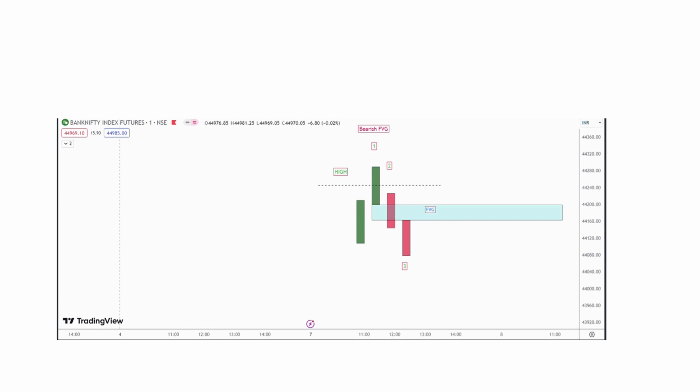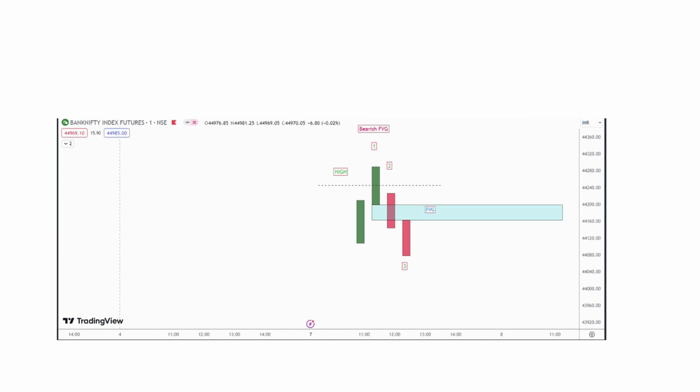Last week, I've been giving you recommendations. I've been showing you the charts where I've taken my positions, and I've been mentioning fair value gap a lot in those charts. So today, I thought I'll let you know what exactly is my understanding of fair value gap, and hopefully, this would help you guys.